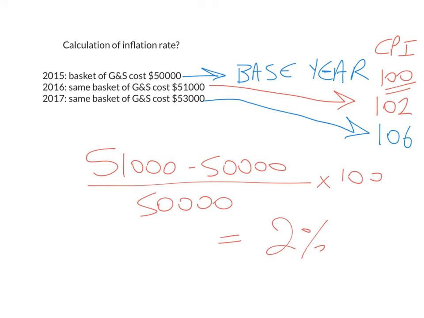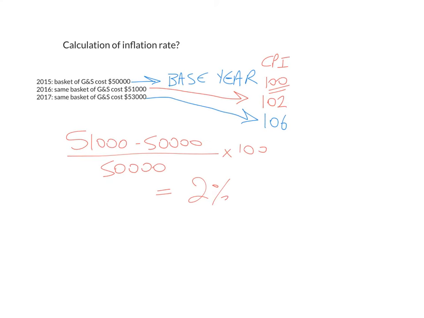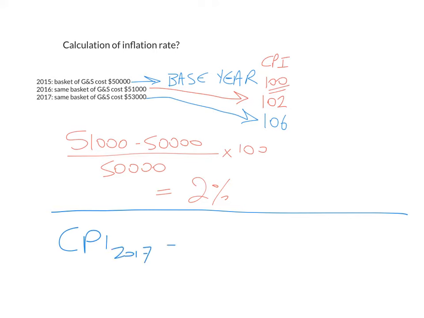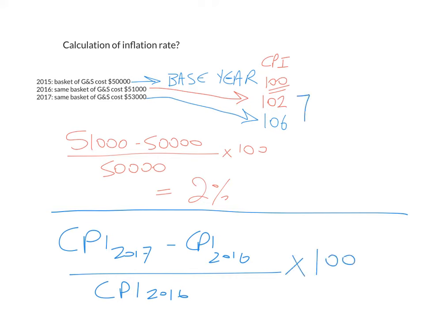Now, say, for example, what you want to do is calculate the inflation rate between 2016 and 2017. Well, it's very easy now. What you do is you take the CPI of the new year, so the CPI of 2017, minus the CPI of 2016, divided by the CPI of the old year that you're comparing, times 100. So in that case, to measure the inflation rate between 2016 and 2017, it would be 106 minus 102, divided by 102, times 100.